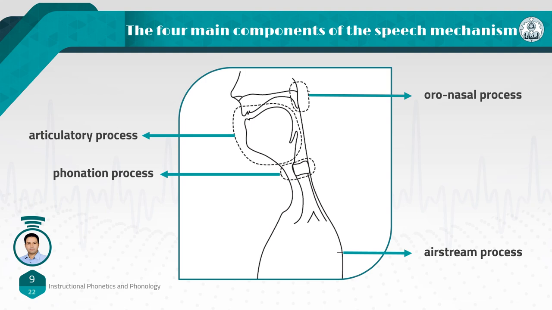The phonation process is the name given to the actions of the vocal folds. Only two possibilities have been mentioned. If you remember, we talked about voiced sounds in which the vocal folds are vibrating and voiceless sounds in which they are apart. The possibility of the airstream going out through the mouth as in V or Z, or the nose as in M and N, is determined by the oronasal process. The movements of the tongue and lips interacting with the roof of the mouth and the pharynx are part of the articulatory process.